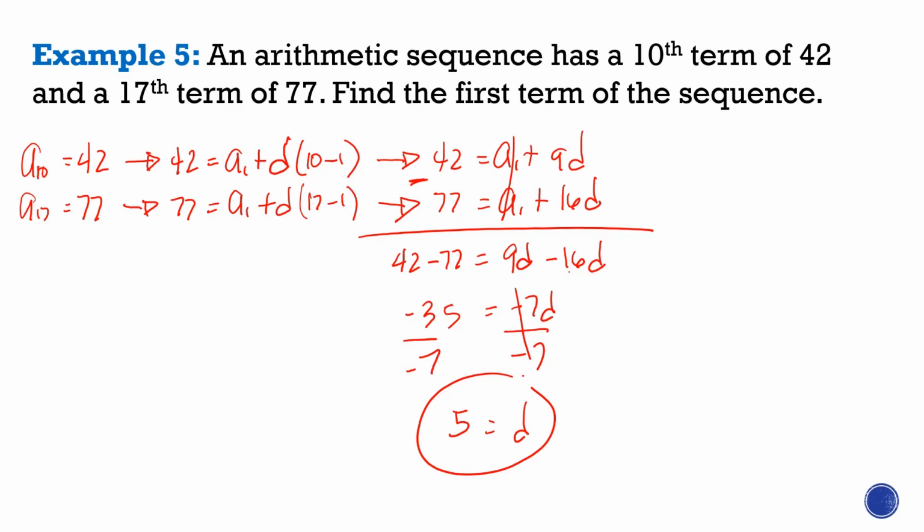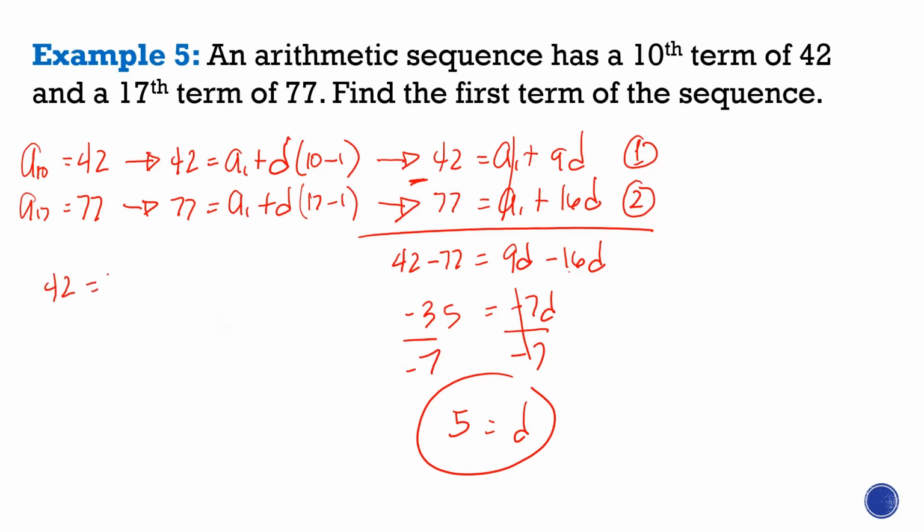But anyway, after that, what's next? That's not the question. That's the common difference. What we need to know is the first term, right? So after that, you just need to choose between the two equations. We have the first equation and the second equation. You can choose either of those two to find A1. If I solve this, I will choose the first one.